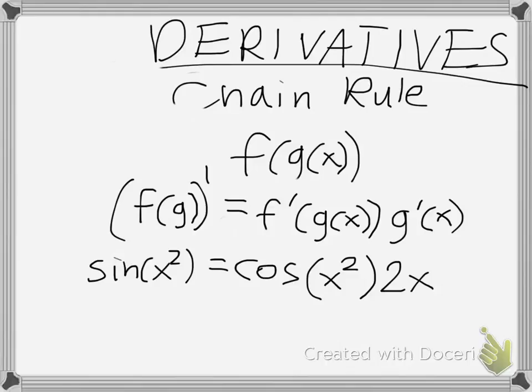How I remember it is it's the derivative of the function, but instead of x, you're plugging in whatever's inside here, so x squared, and then you're multiplying it by the derivative of the function that's inside. So the function that's inside in this case is x squared, so you're multiplying it by the derivative of that, which is 2x.